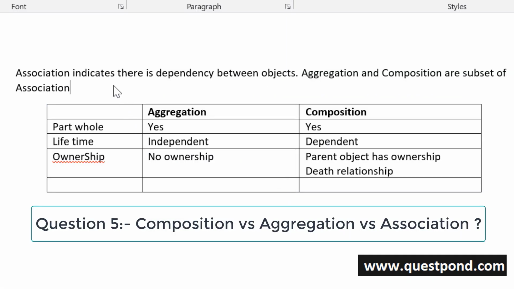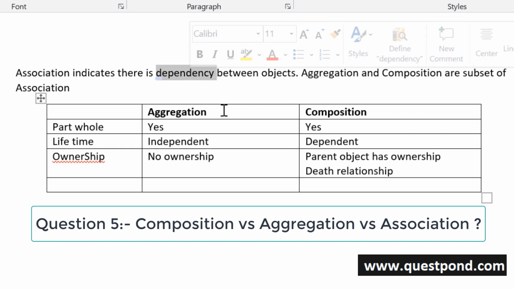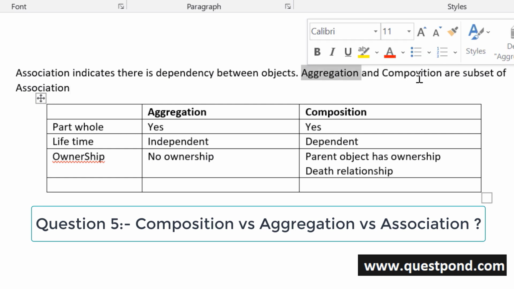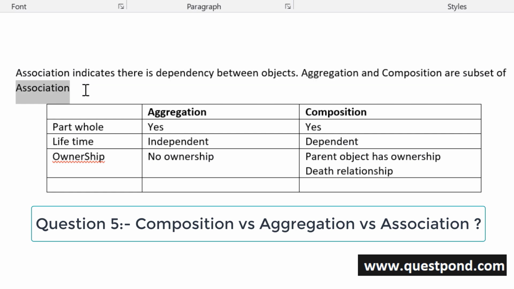So let's quickly revise. First, when it comes to association, it indicates that there is a dependency between objects, and the best way to answer in the interview is to say that aggregation and composition are a subset of association. So you can say that association indicates a generic dependency between objects.